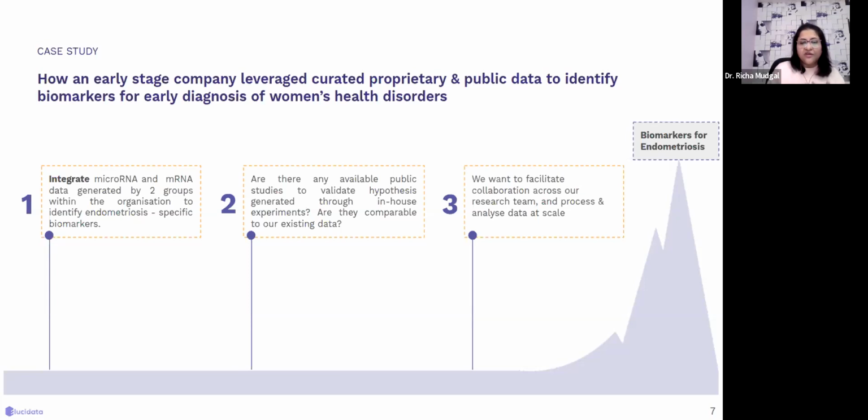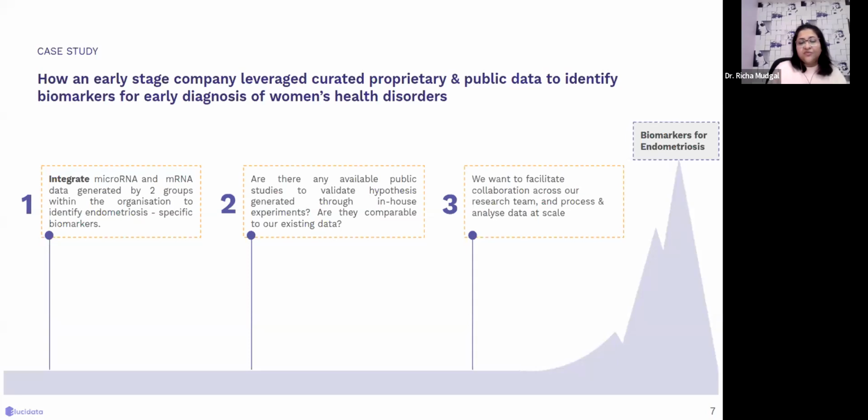They came to us with three separate problems. One is whether they could use the microRNA information and integrate it with the transcriptomics information that they're generating. They were working in two different teams, and the two teams followed their own vocabulary for naming tissues and samples. So at some stage they were struggling to understand how to combine them.